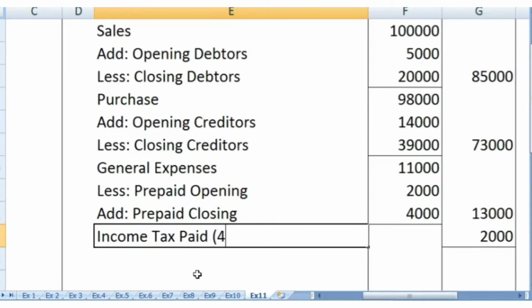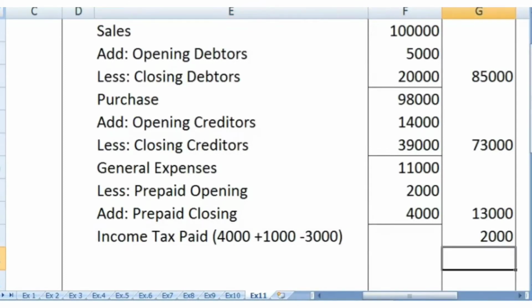The actual taxes and expenses given in the profit and loss account is 4,000, plus opening balance 1,000, minus closing balance 3,000. The entry is just like creditors. In creditors, opening is added and closing is subtracted. In the same way, the opening balance of outstanding tax payable is added and closing is subtracted. So 4,000 plus 1,000 is 5,000, minus 3,000. That means 2,000 is income tax paid during the year. 4,000 is given, but 4,000 is not the payment. 4,000 is your provision.